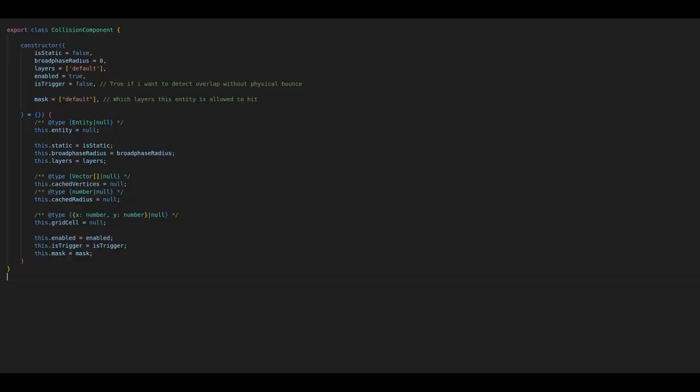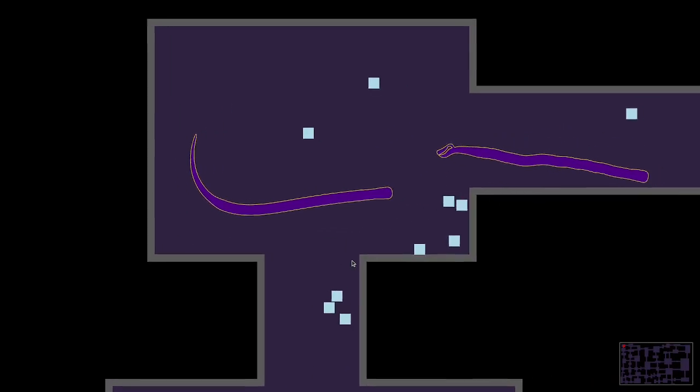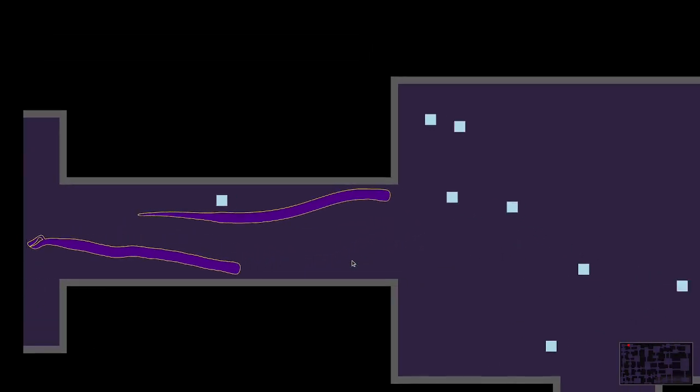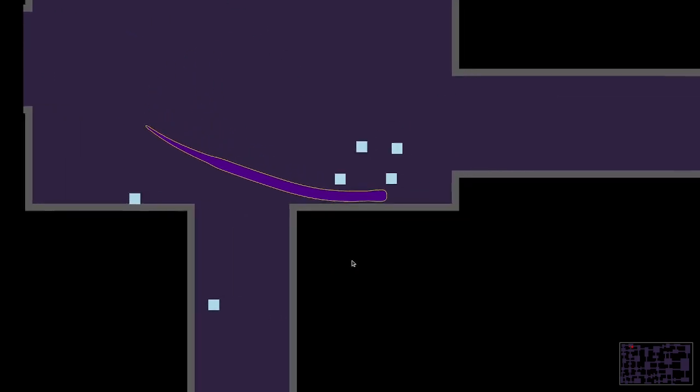I pulled collisions out into their own isolated component. Now the collision system only cares about entities carrying this specific component, and the component itself holds a clean mask defining exactly what to hit and what to ignore. And the problem was solved.